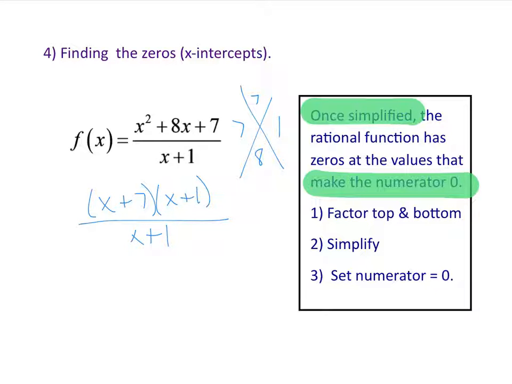Now we need to simplify second, and then we'll set our numerator equal to 0. So I'm going to simplify by canceling out the x plus 1's. So our simplified version of this rational function is x plus 7. But now let's find our x-intercepts.